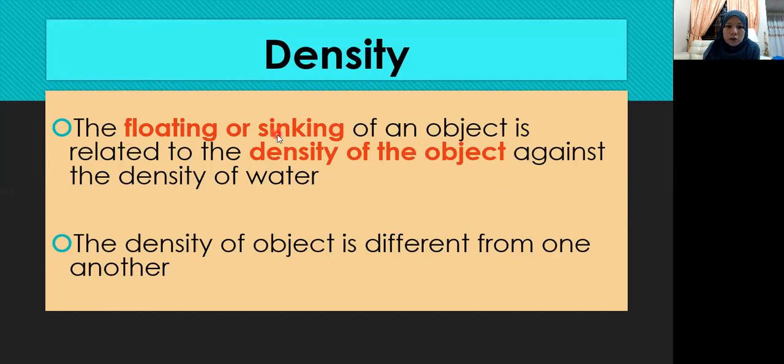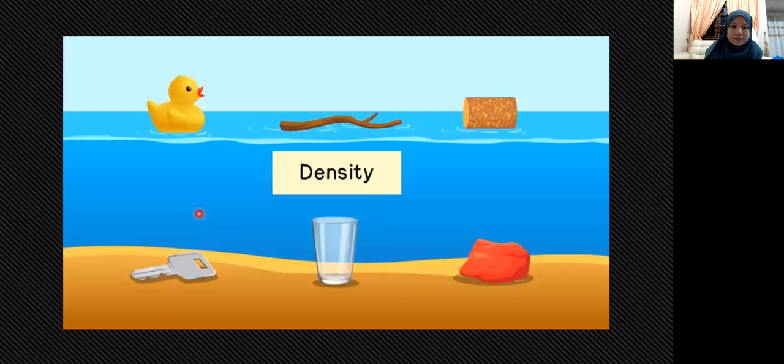Okay, the floating or sinking of an object is related to the density of the object against the density of water. Okay, as all of you know, the density of objects is different from one to another. Different objects will have different density. Some objects float and some objects sink. Okay, look at the next slide.